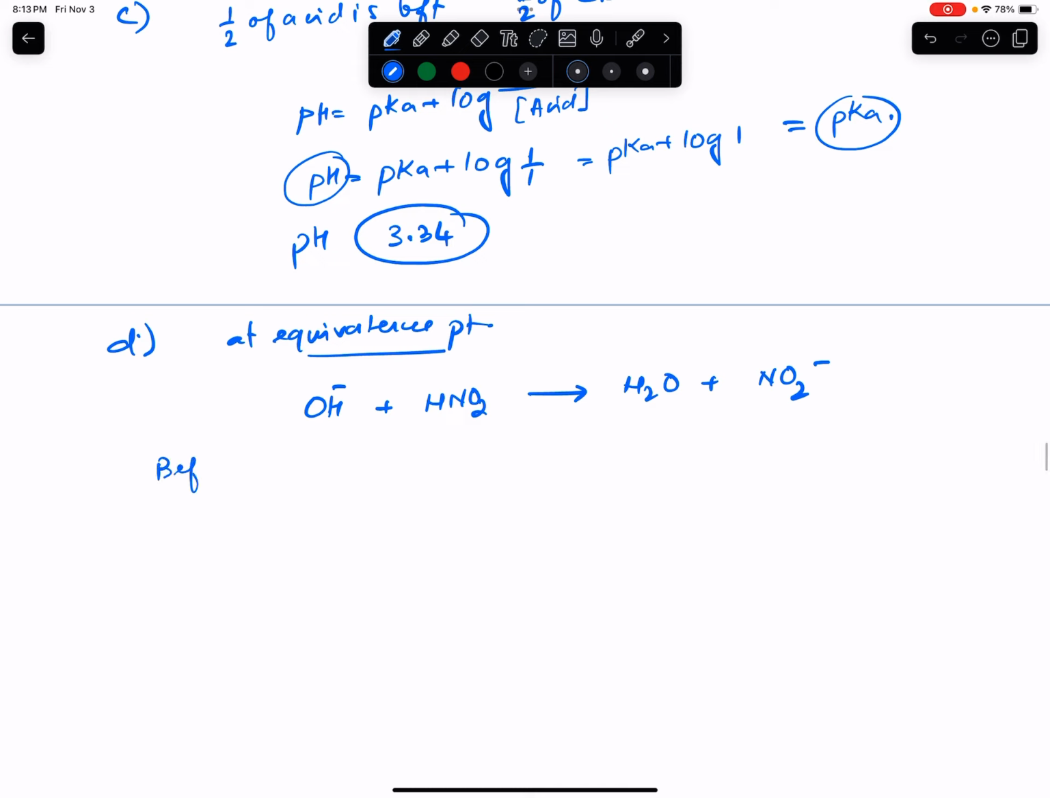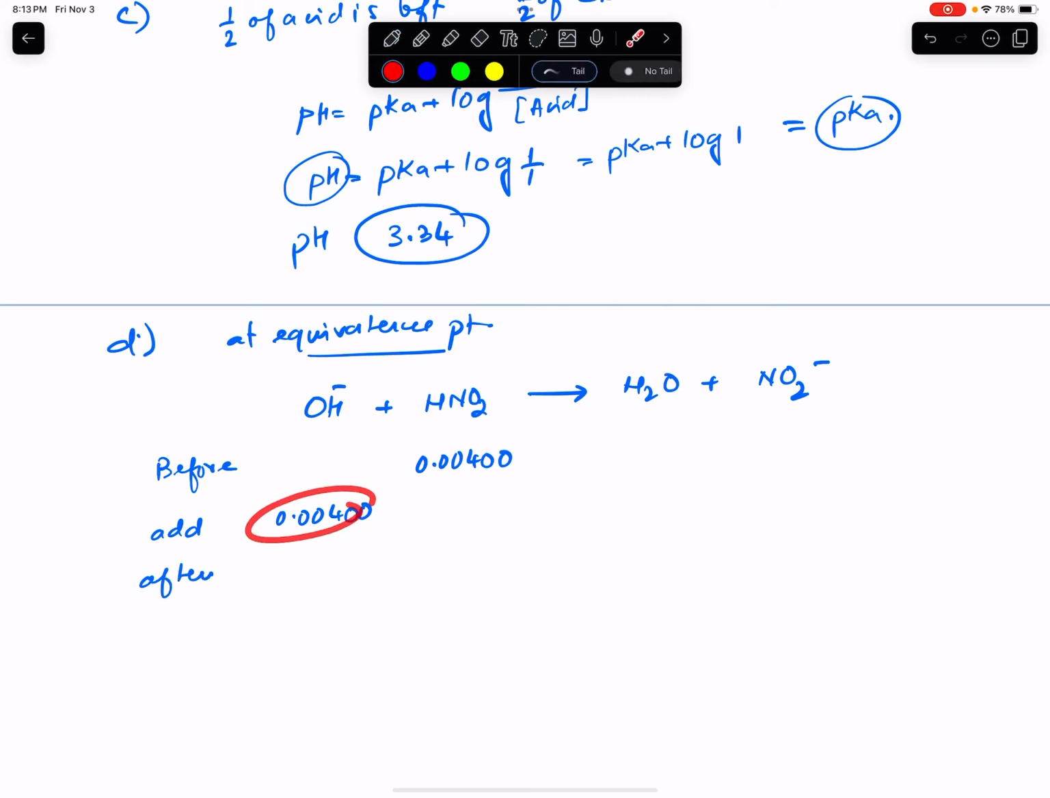Now before addition, we started off with 0.00400 moles of acid and nothing else. Then we add, so at the equivalence point we should technically add the same amount of moles of base, so that should be 0.00400. So after, this base is going to neutralize this acid, which means you're going to have 0 OH minus left, and when it neutralizes that acid, you're going to have 0 acid left. And then the acid is going to generate the same amount of conjugate base.